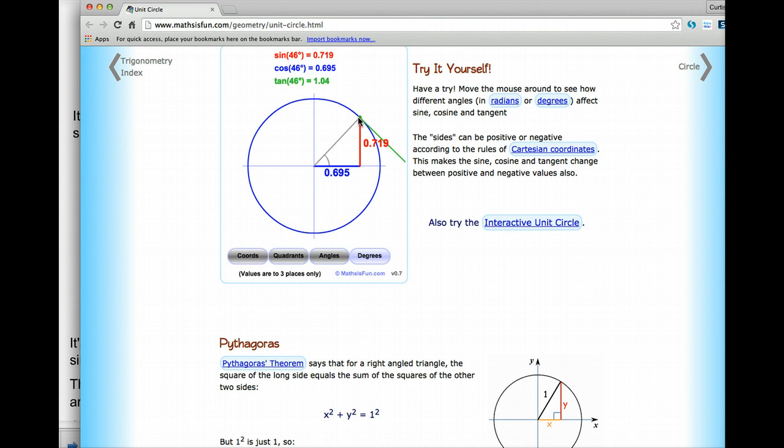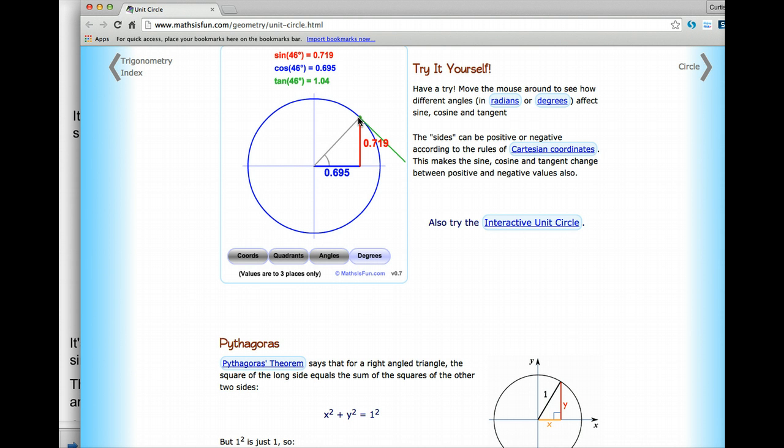Well, those are lengths. The base right now is 0.695, and the height is 0.719. But you can also think of them as the coordinates of the green point. So right now my arrow is pointing at the green point. I would say the coordinates of that are 0.695, comma, 0.719. It's based on my right triangle. It's 0.695 right and 0.719 up.